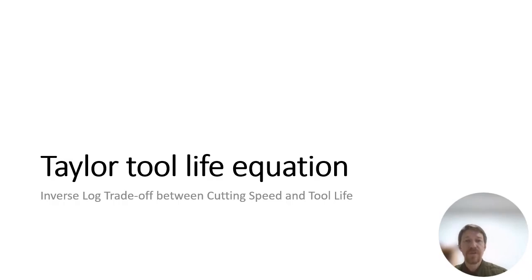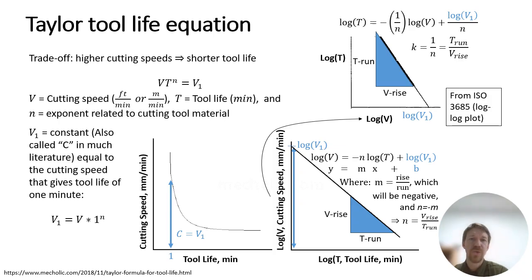The Taylor tool life equation is a function that we use to represent the inverse trade-off between the log of the cutting speed and the tool life. So if we look at the form of the Taylor tool life equation, it takes a V, which is the cutting speed in either feet per minute or meters per minute, times T, which is the tool life in minutes, to the N power, which is the Taylor tool life exponent. And that's going to equal a constant, V1.